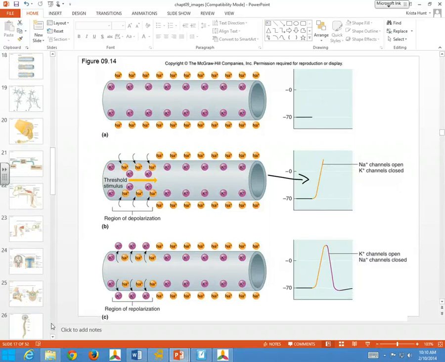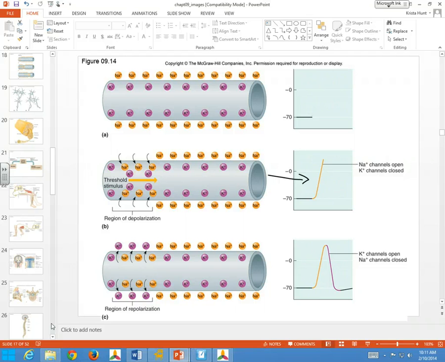Depolarizing means you're getting rid of it being polar, right? We're taking it from negative 70 and we're going above the zero all the way up to about positive 20, because you're getting so many positives coming inside the neuron that it makes a positive charge on the inside. And then very quickly, it repolarizes. It gets back to that resting potential. Well, that's going to take you probably a paragraph or two to say what I just said.